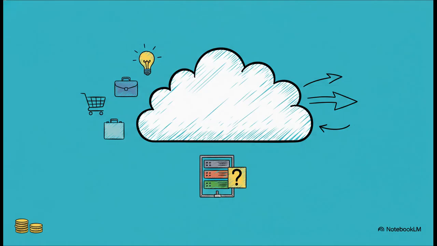So public cloud, this is your AWS, your Azure, your Google Cloud Platform. It feels like magic, doesn't it? This illusion of infinite resources all available on demand. But that illusion is built on one critical concept: multi-tenancy.